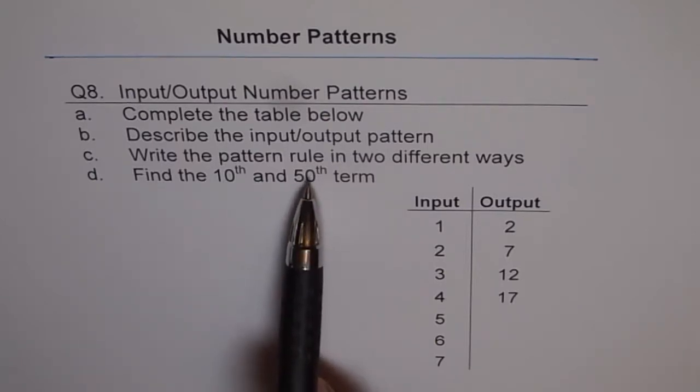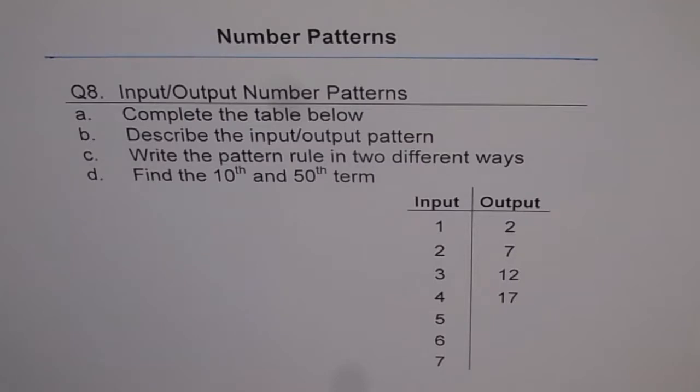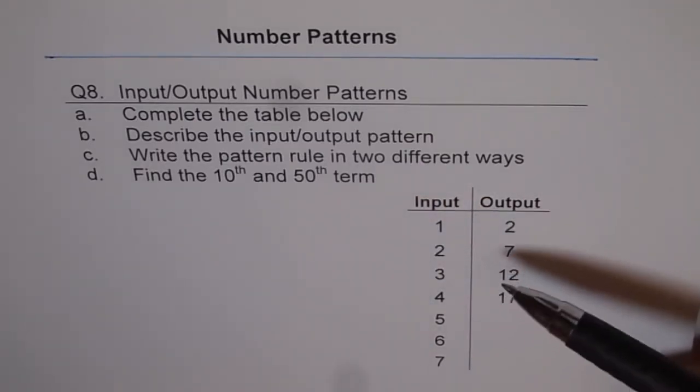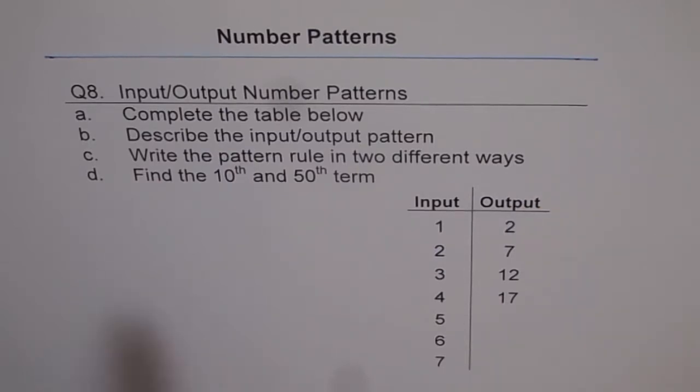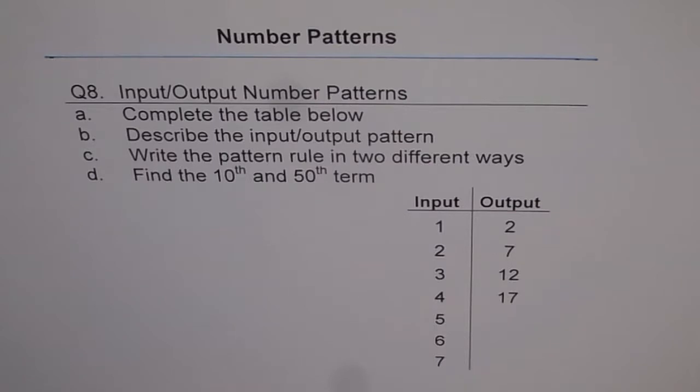Write the pattern rule in two different ways. This is an open question. You can write any pattern rules. You can write pattern rules for input, for output, or for input to output. Find the 10th term and 50th term. So these are different parts of this question.